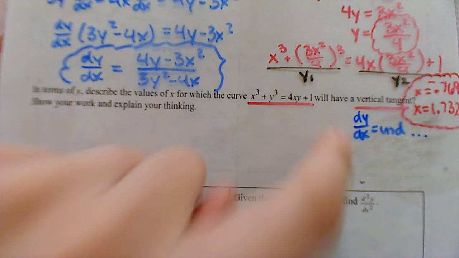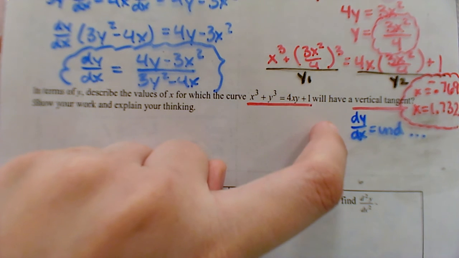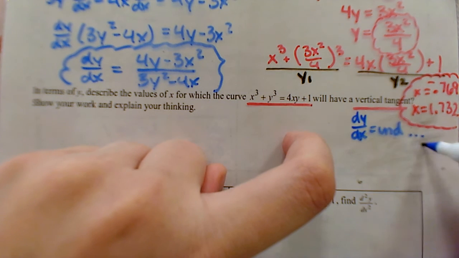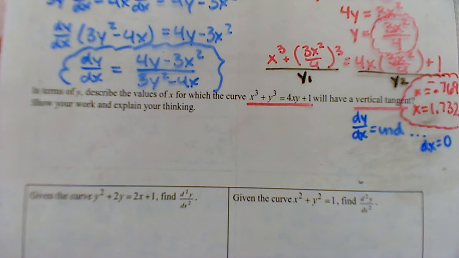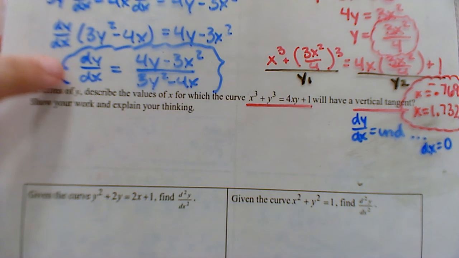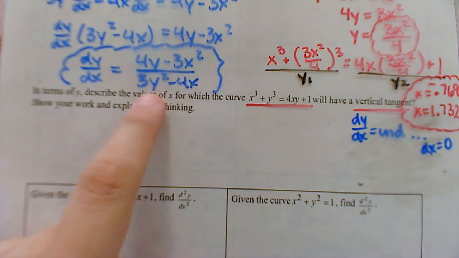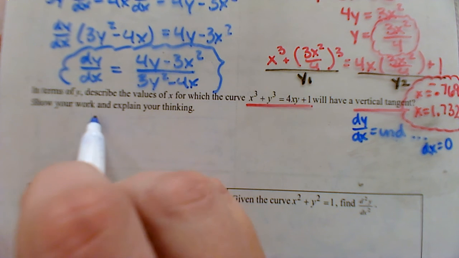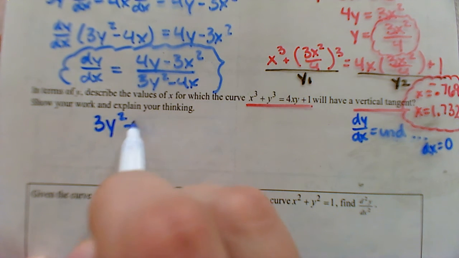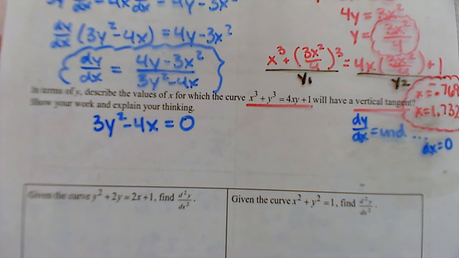All right. Now, if your derivative is a fraction, dy over dx, where's the 0 located if it's undefined? Yeah. The dx, the bottom. All right. So the change in the x's should be 0. Okay. Now, this is the same curve that we had before. So we know that we have the same derivative. Okay, this time, just instead of setting the top equal to 0, we're going to set the bottom equal to 0 to figure out these undefined derivatives, these vertical tangents.